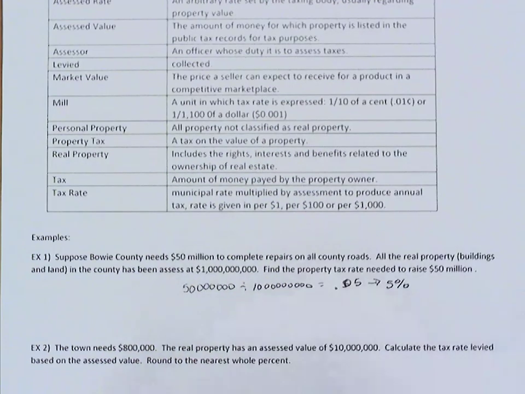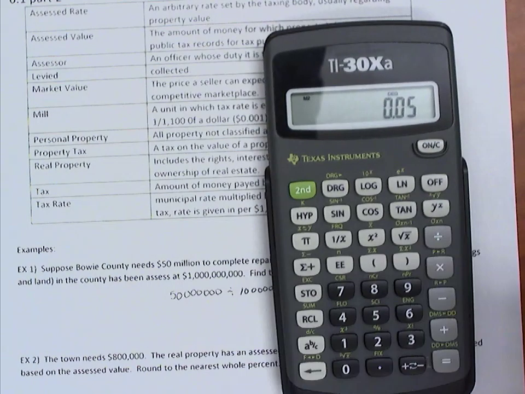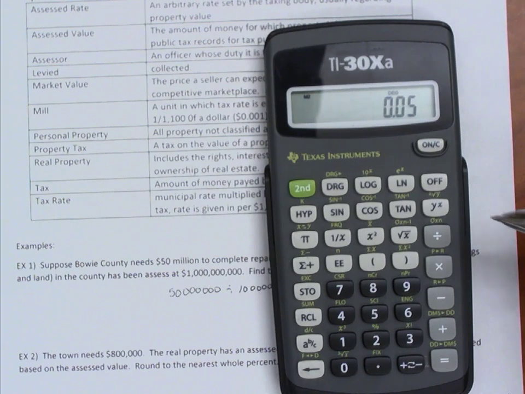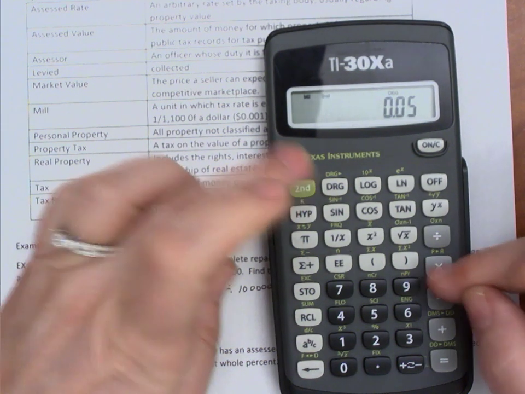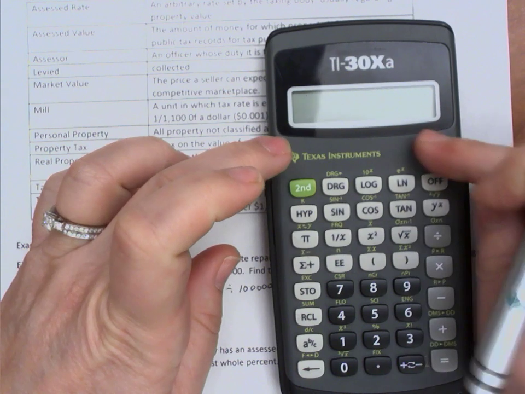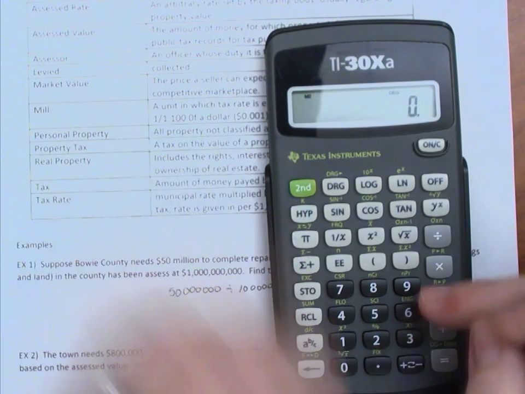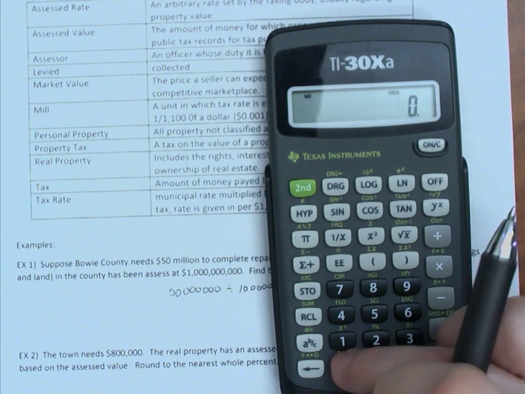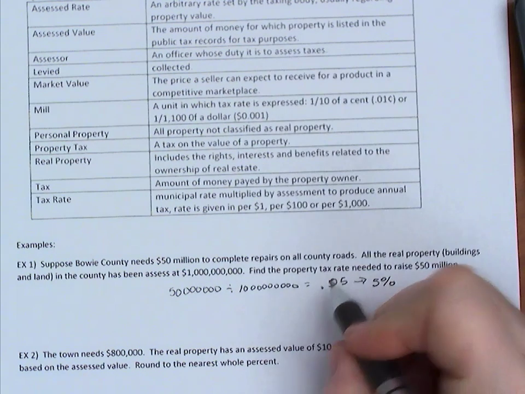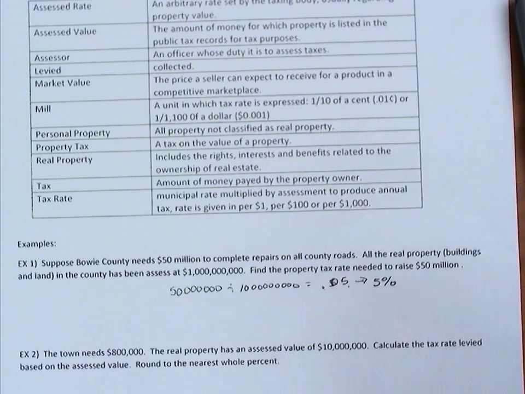Right, and if you don't remember how to do that, your calculator will convert a percent to a decimal. Nope, it didn't do it. So you just move your decimal over 2 places, right? So you move it 2 places to the right and put your percent sign.